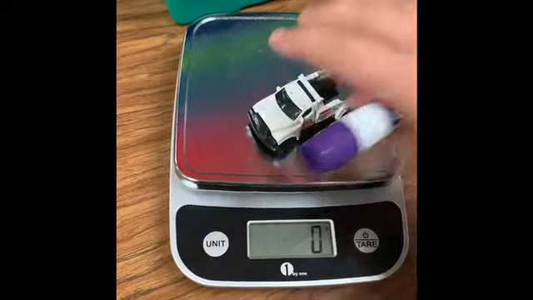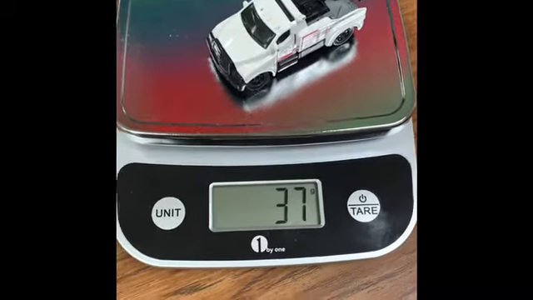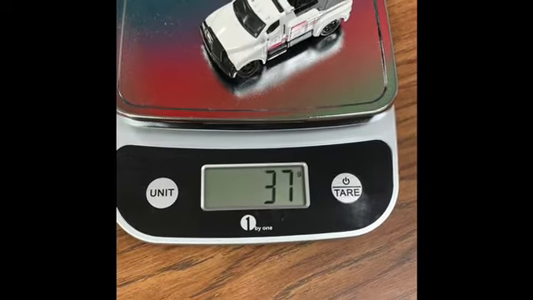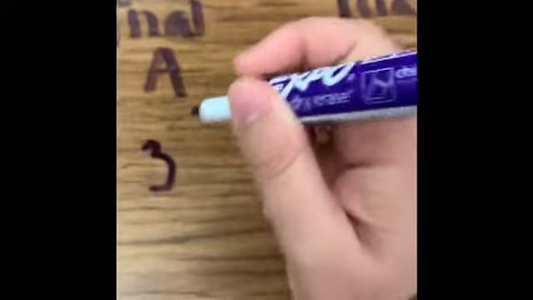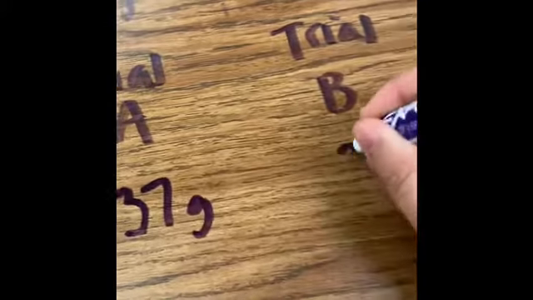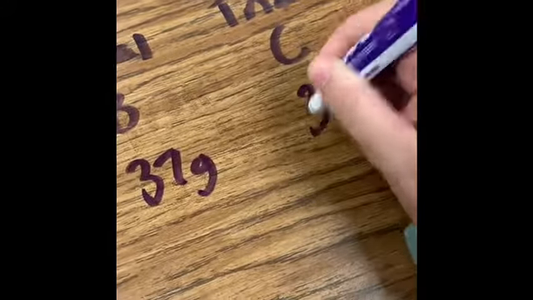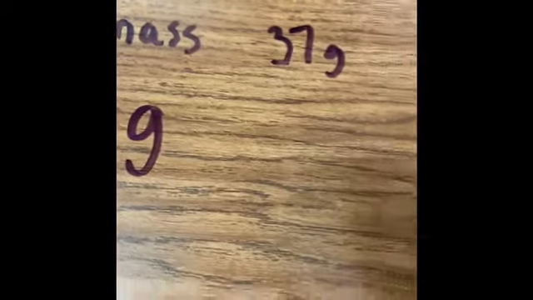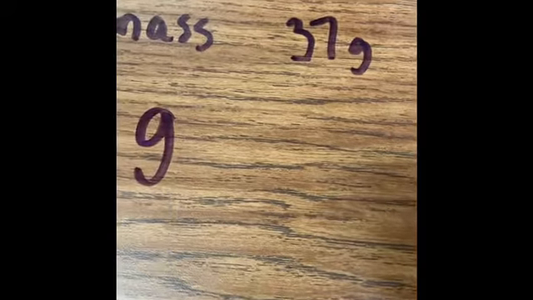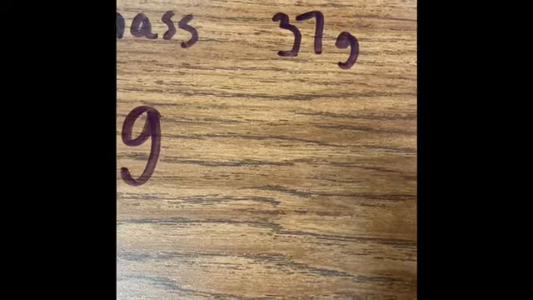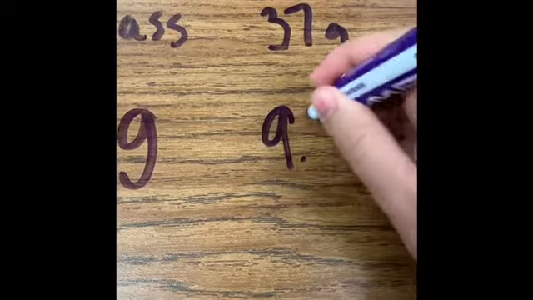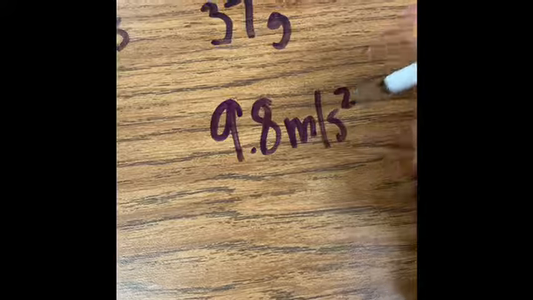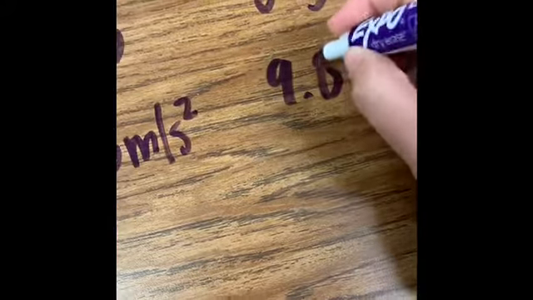So I'm going to take my car, put it on top. My car is 37 grams. Since we're using the same car for all 3 trials, when I come back to my table here, I'm gonna write that down. 37 grams for each one. Then my gravity. So anywhere you are on planet Earth, the gravitational pull towards the center of the Earth is going to be the same. So you're looking at 9.8 meters per second squared, all the way across.